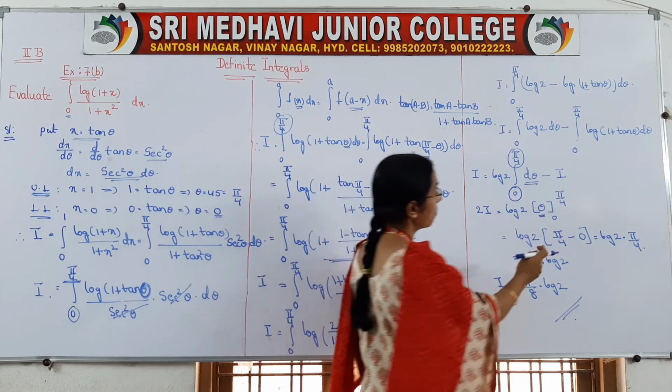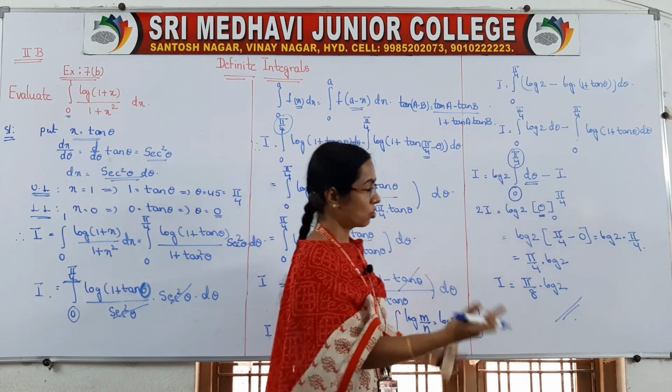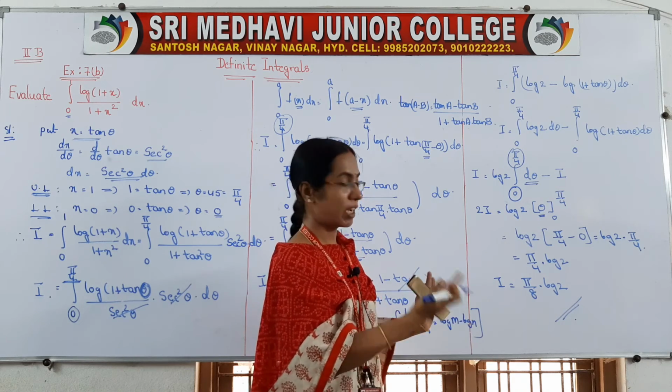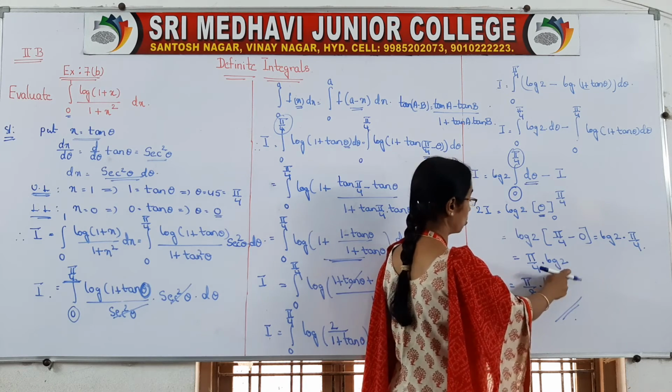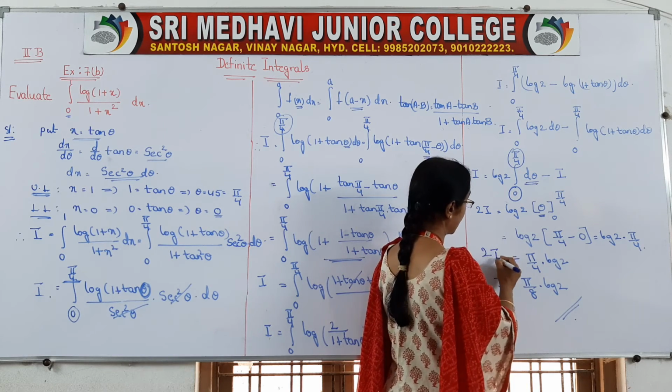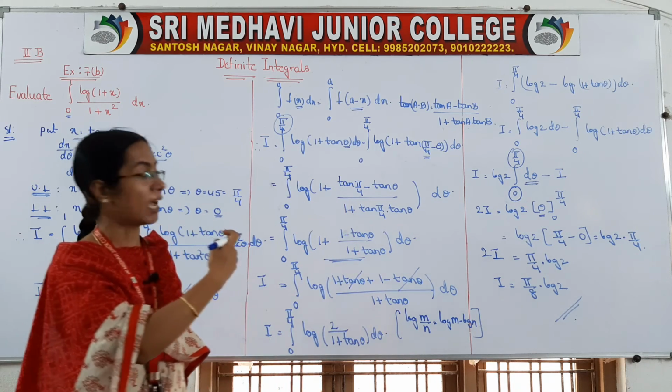So it is pi by 4 minus 0, that is pi by 4. So generally it is a constant. We will write this side: pi by 4 into log 2. This is your 2I. Right, we want only I. We have taken the given question as I.